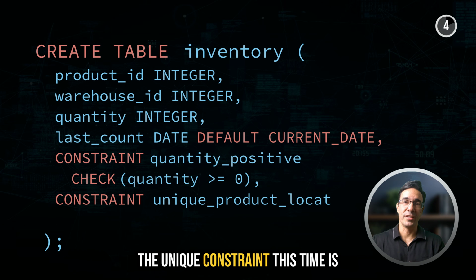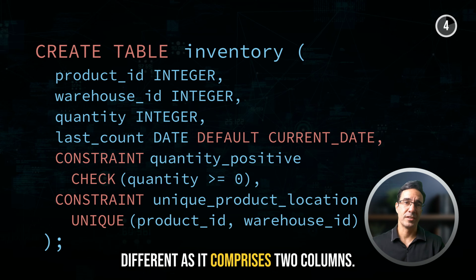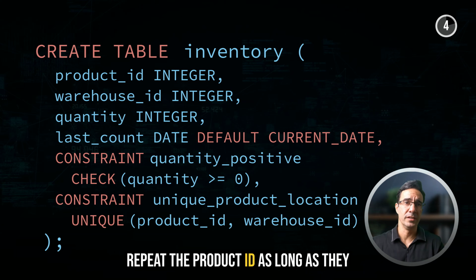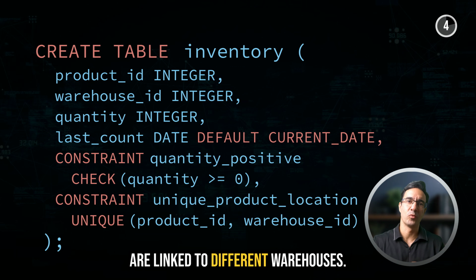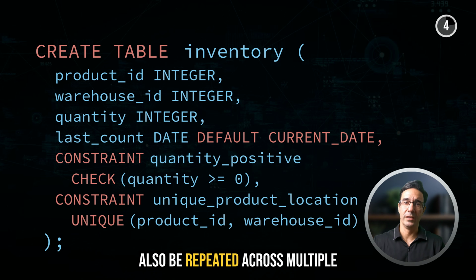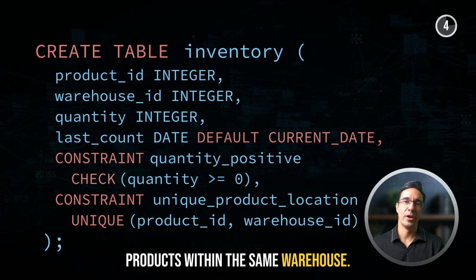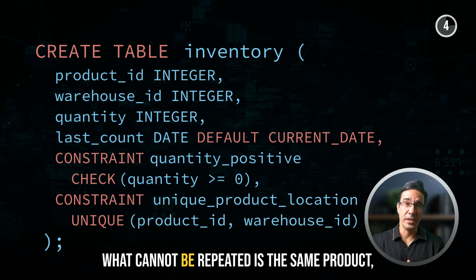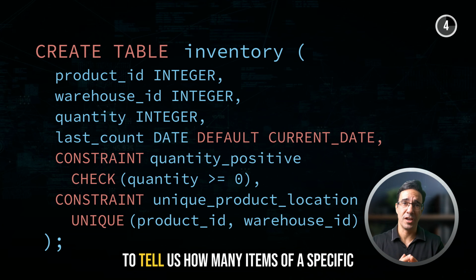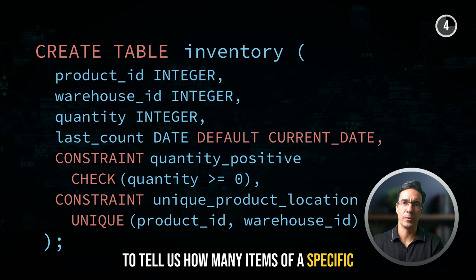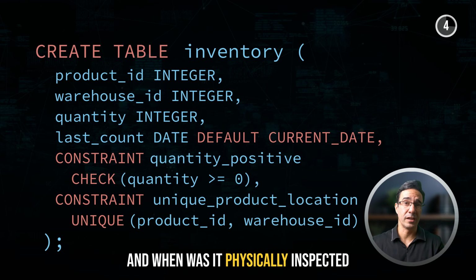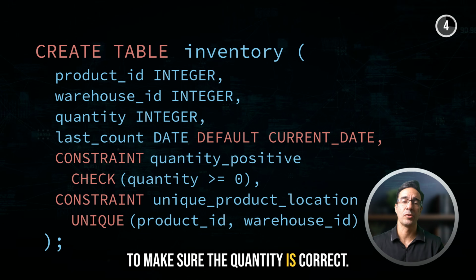The UNIQUE constraint this time is different as it comprises two columns. This tells us that inventory records can repeat the product ID as long as they are linked to different warehouses, and vice versa. Warehouses can also be repeated across multiple products. What cannot be repeated is the same product in the same warehouse, as this table is used to tell us how many items of a specific product there are in a specific warehouse, and when it was physically inspected to make sure the quantity is correct.